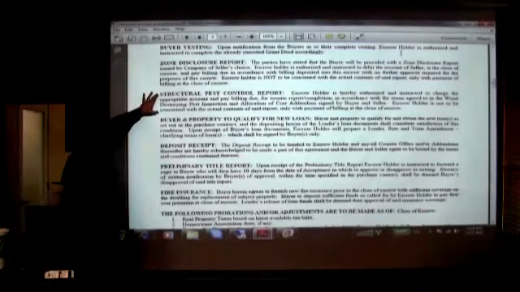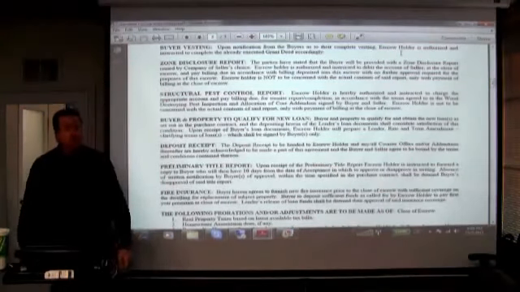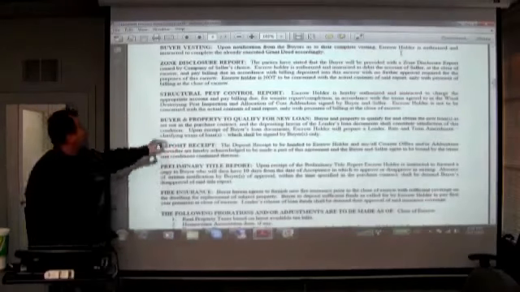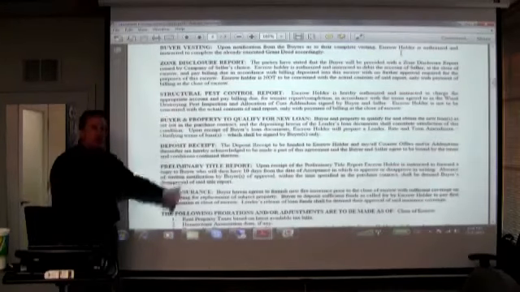Somewhere in the contract it said a termite report is to be provided and somebody's paying for it and someone's maybe or may not be paying for repairs. Make sure that your contract and your escrow instructions match.